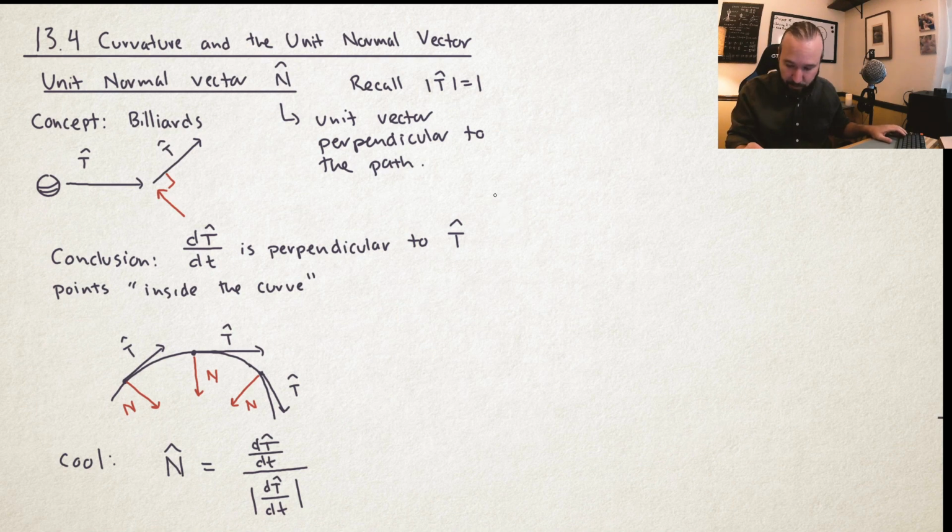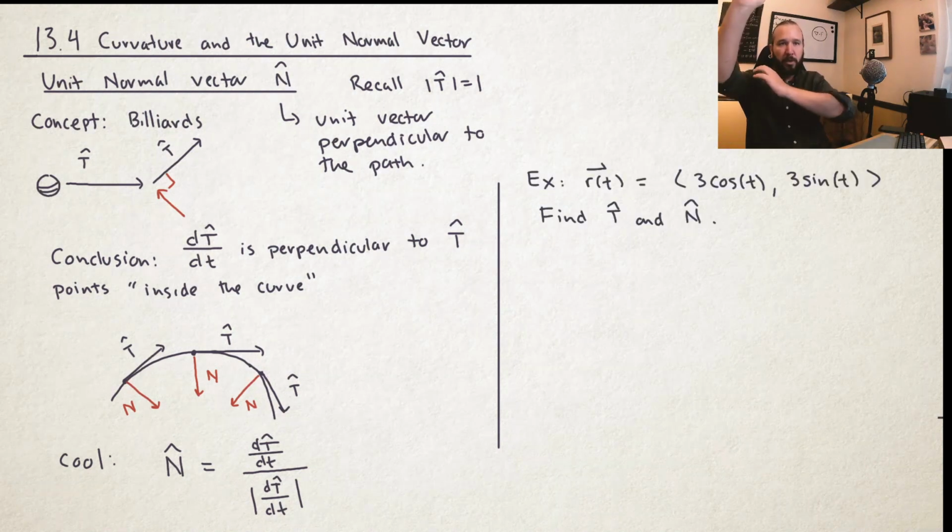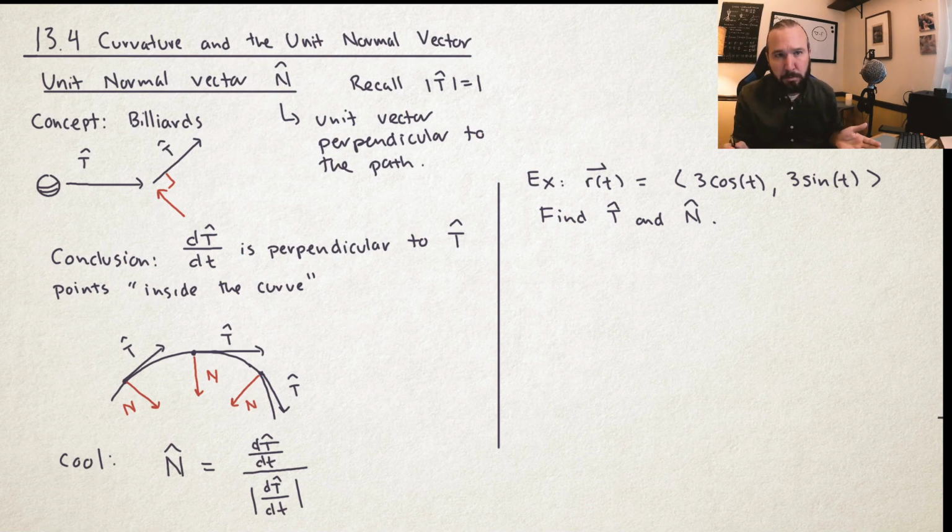Let's do an example where we can calculate one of these things. I think it's actually a little bit shorter and easier than kappa. Okay, so I've given us a curve here. Obviously, this is a circle. And what we're going to do is calculate capital T hat and capital N hat. And I think this is going to make sense just from a conceptual point of view. So let's just run through the calculations here.